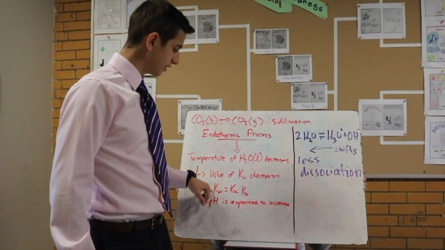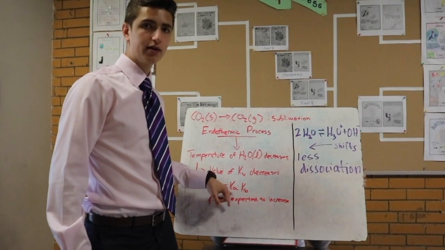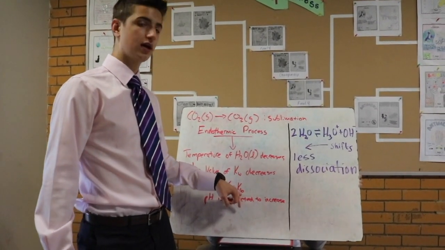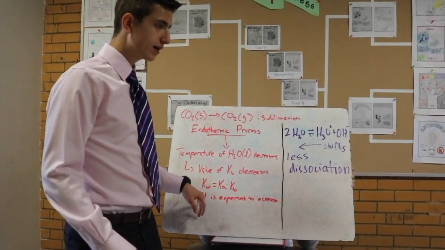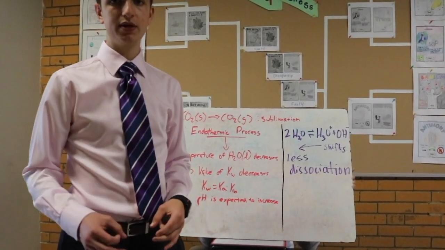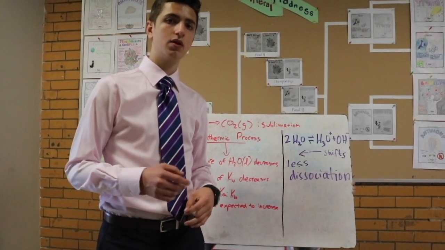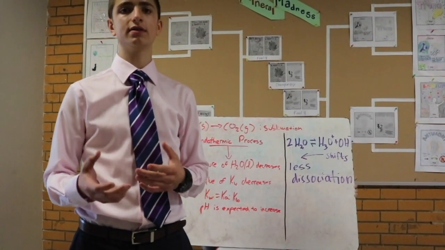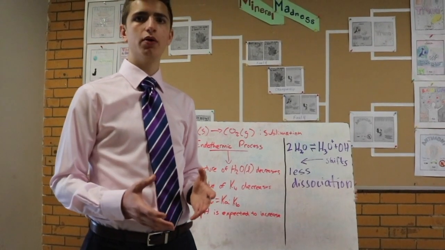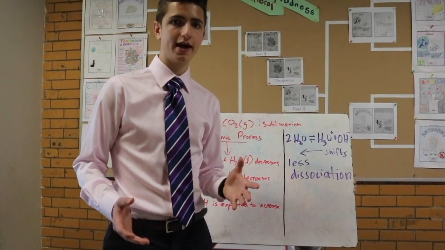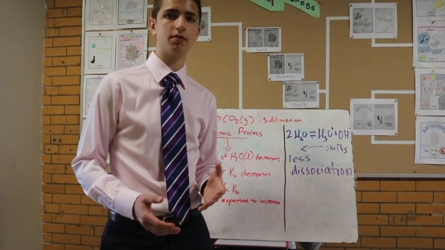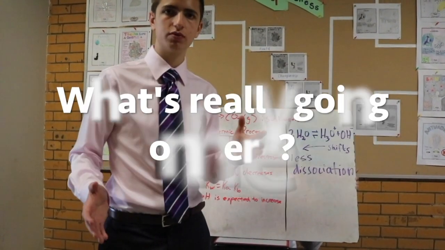And since we know that Kw is equal to Ka, the acid dissociation constant, times Kb, the base dissociation constant, actually we expect the pH to increase, or in other words, become less acidic. But when we put dry ice in water, we see from the experiment that actually the pH decreases dramatically. So what's really going on here?